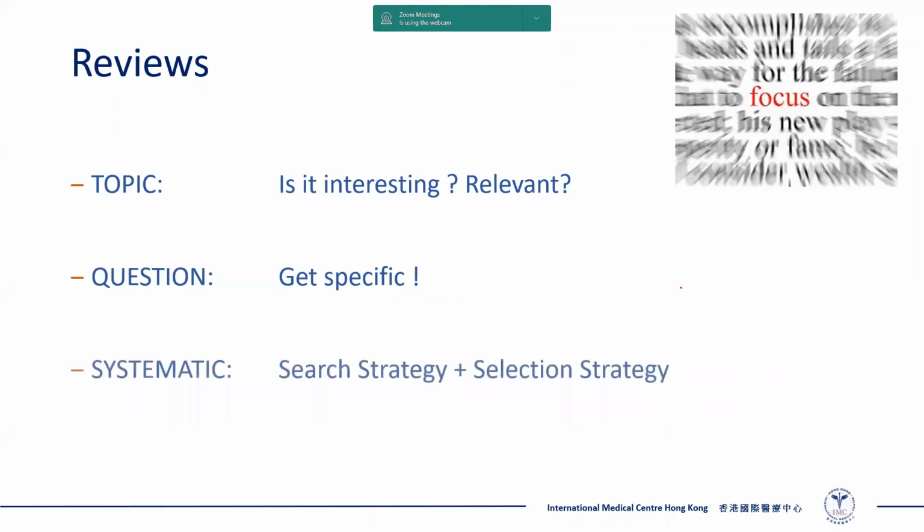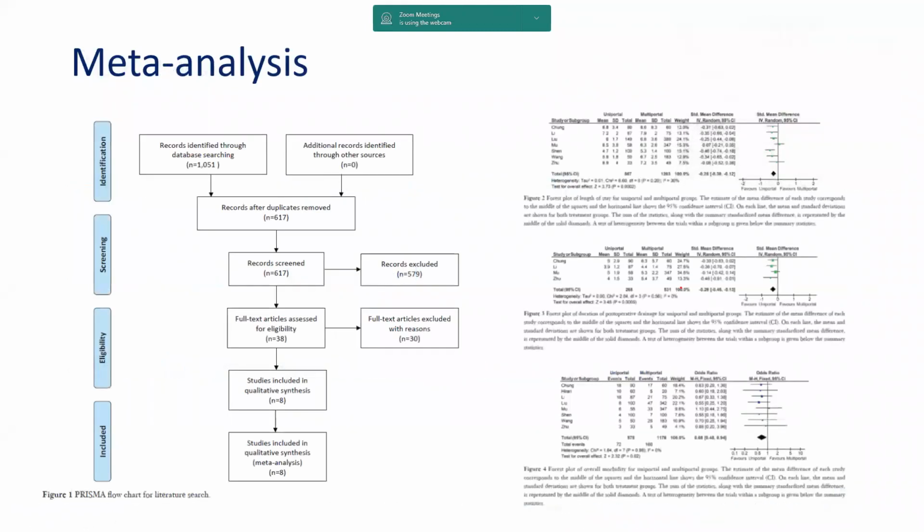Even better, you can try doing a systematic review where you actually have a defined search strategy and a strategy for selecting the papers to put into the review. And this will improve the chances of your review paper getting accepted. If you have a meta-analysis, if you're good at statistics, perfect. Now, this is the holy grail of writing papers.